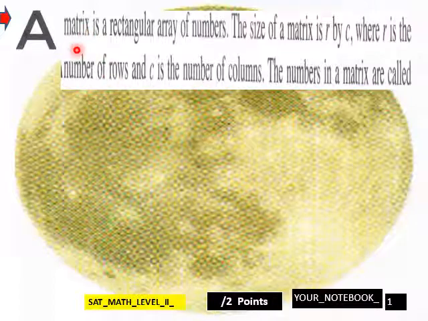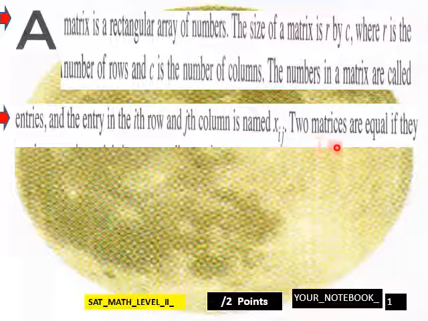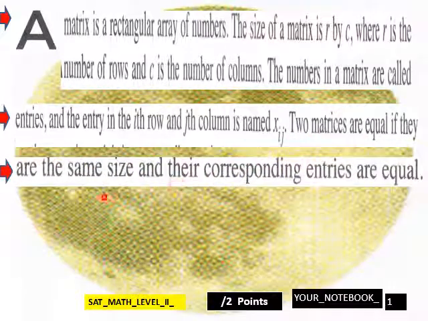And we start out here, a matrix. A matrix is a rectangular array of numbers. The size of a matrix is R by C, where R is the number of rows and C is the number of columns. The numbers in a matrix are called entries, and the entry in the ith row in the jth column is called Xij. Two matrices are equal if they are the same size and their corresponding entries are equal.